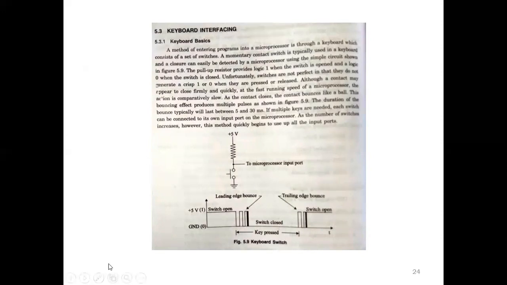So this is the basic model of a switch connected with the power supply. If I press it, the 5 volt power supply is given to the ground, so the output is 0. If I open this switch, 5 volt will be given to the output. That means if the switch is not pressed, the output will be 5; if I press the key, the output will be 0. By using this, we can calculate whether the key is pressed or not. This is the concept used in microprocessor keyboard interfacing.